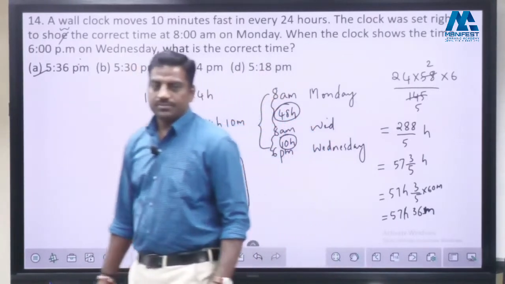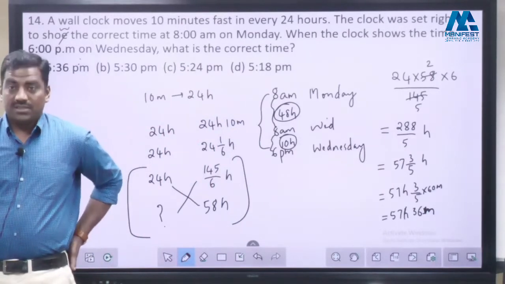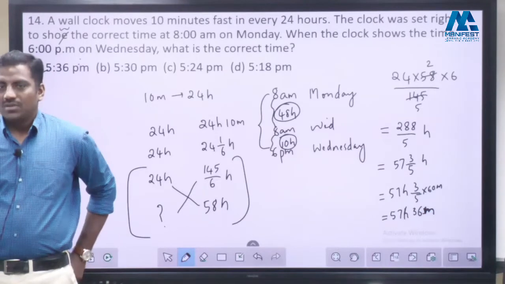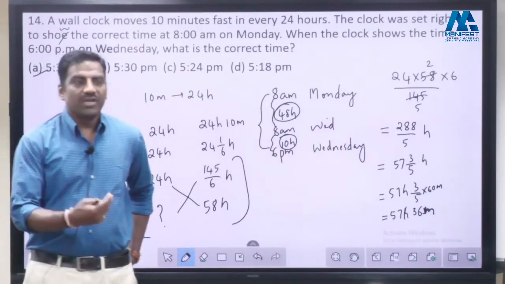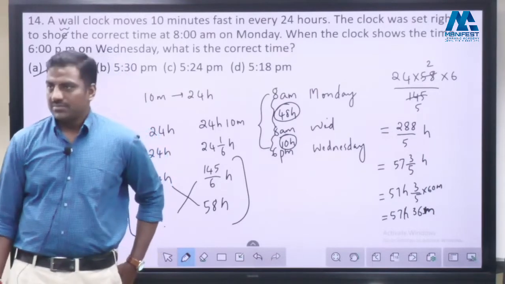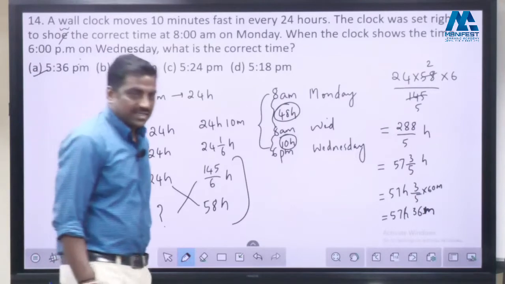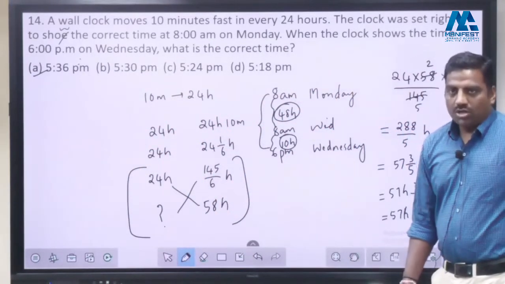5:36 p.m. So actually, it has run 24 minutes extra. So those 24 minutes have to be subtracted. Correct? So the wrong clock is showing 6 o'clock, but the actual time is 5:36.